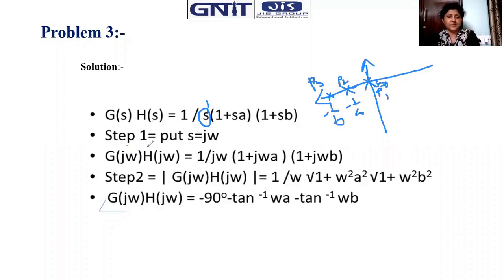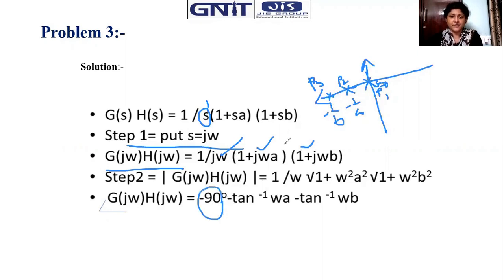Then again the same steps will be followed. Put s equals j omega. Then what do we get? 1 by j omega into 1 plus j omega A into 1 plus j omega B. Treat this as 3 phasors, and for each phasor, try to get the magnitude and phase. For j omega, the magnitude is omega. For the phase, as it is a pole at the origin, it has only the imaginary part, so the angle will be minus 90 degrees.